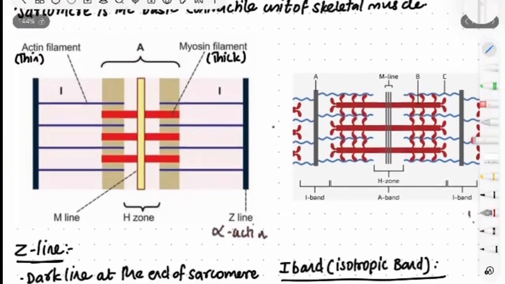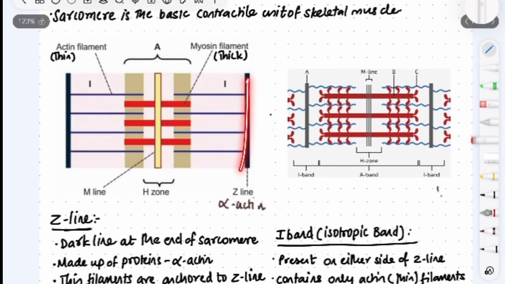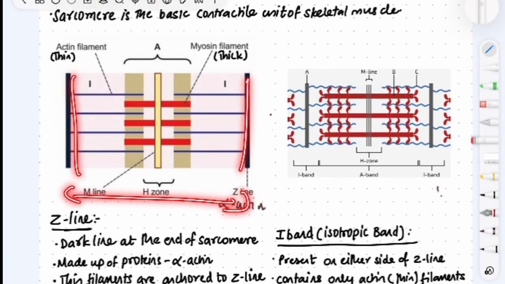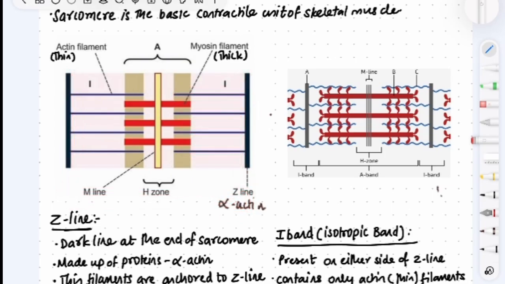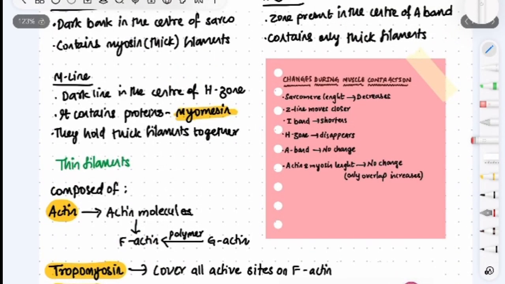I hope you guys are clear. I'll just give a small overview again. Between two Z lines we have the sarcomere. We have I bands, which contain the thin filaments; the A band, which contains thin filaments as well as thick filaments; the H zone, which only has the thick filaments; and the M line, which contains the protein myosin, which helps in anchoring the thick filaments together.